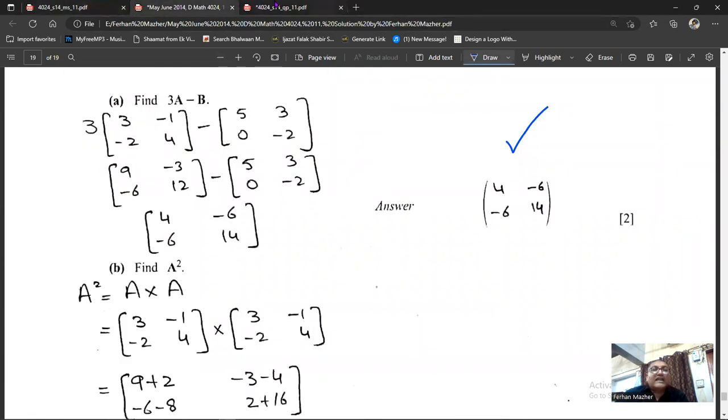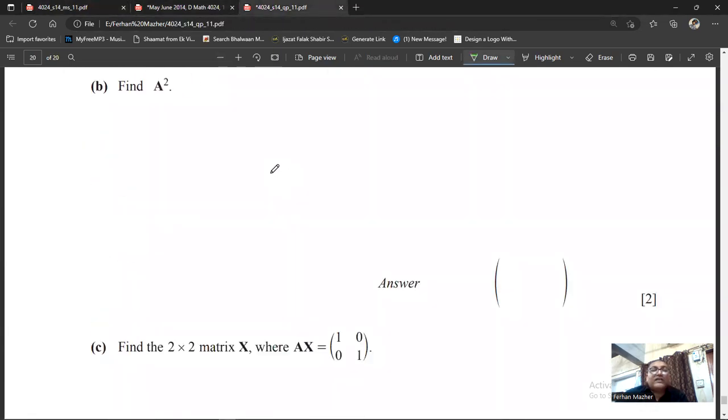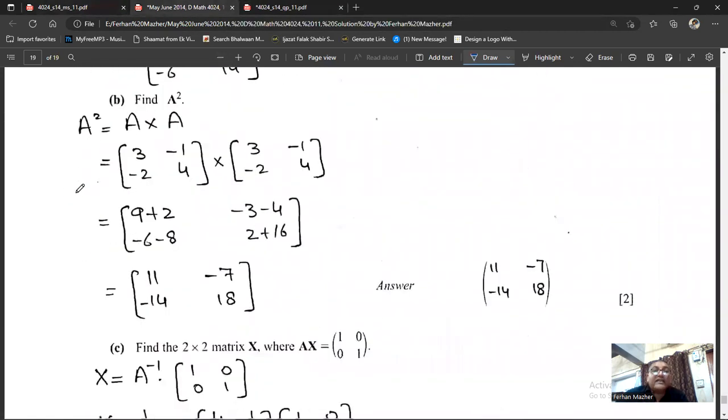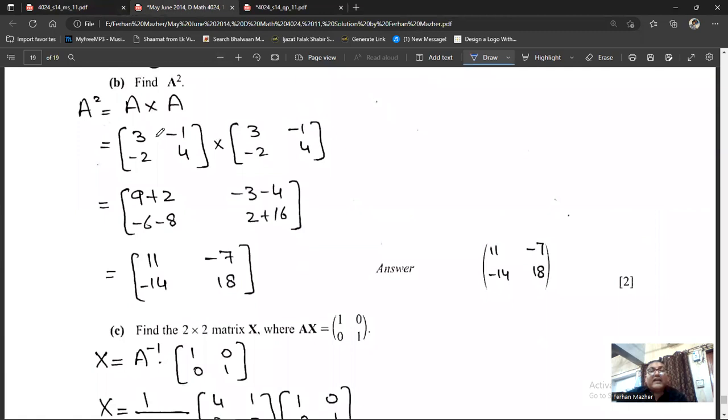Okay. So then the question is find A square. A square is very simple. A square means A multiply A. So A multiply A. Put the values of the matrix A. From here, I will take the rows. From here, I will take the columns.